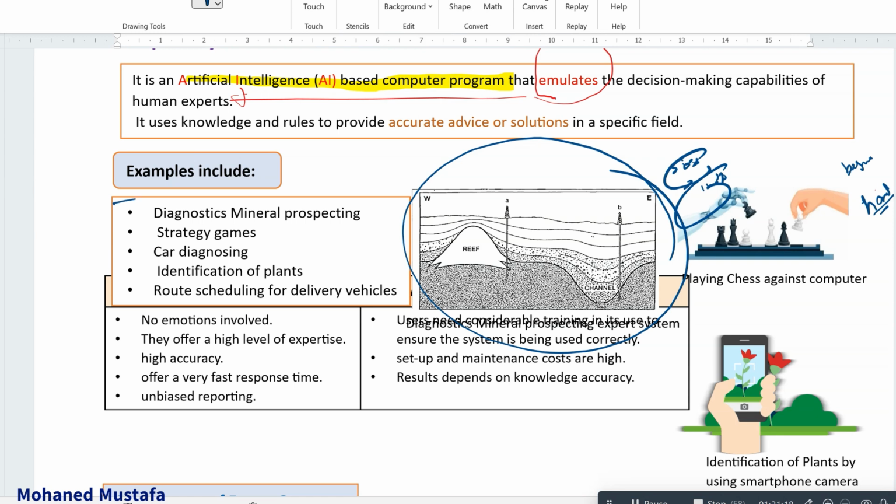So you need to remember that these systems are the following: mineral prospecting, strategy games like chess. Next, car diagnosing.